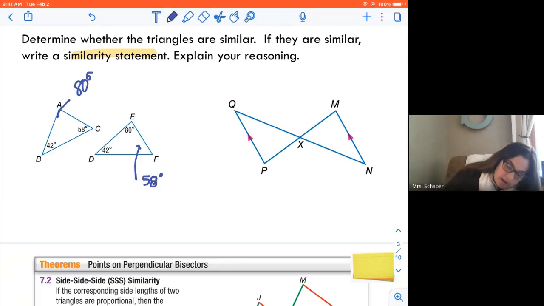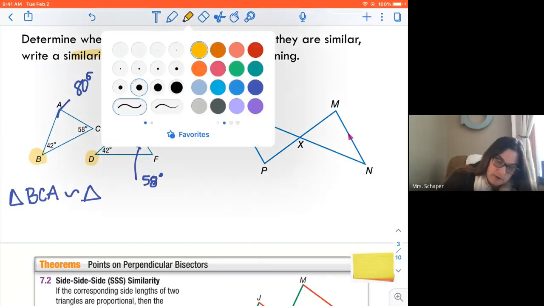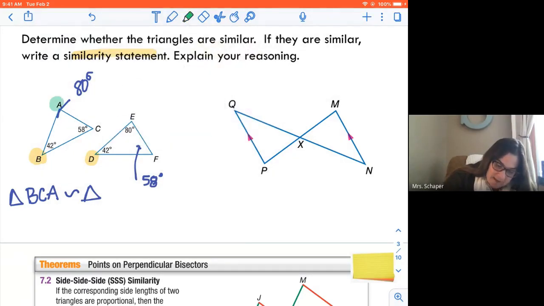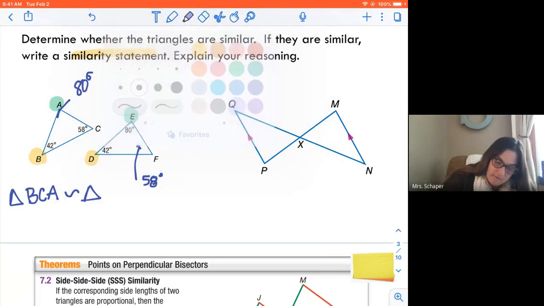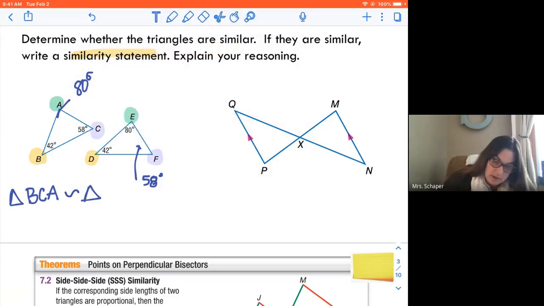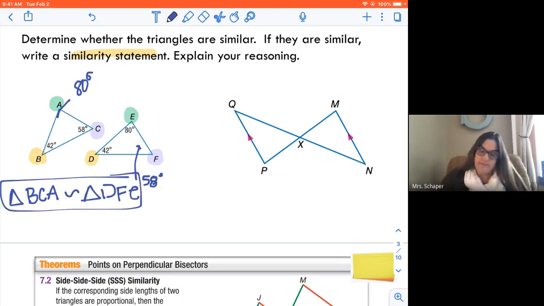So now I need to write my similarity statement. Triangle BCA is similar to... Okay, so B is 42 and D is 42. Here comes my highlighting again. A is 80 and E is 80. And then F and C. So here we go. BCA, so B is to D, F, E. Here's my similarity statement.